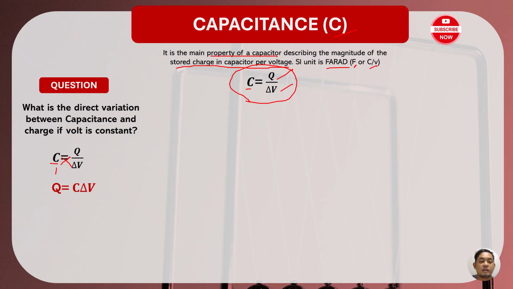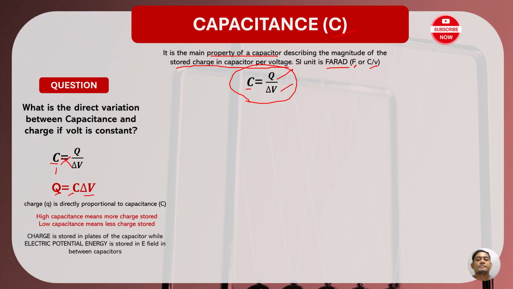If voltage is constant, what's the direct variation between charge and capacitance? It's very clear that they are directly proportional. Meaning, if you have a high capacitance or high farads, it can store more charge, and on the other hand, if you have low farads or low capacitance, less charge is stored in that capacitor. And this is like a North Star that you need to recall.